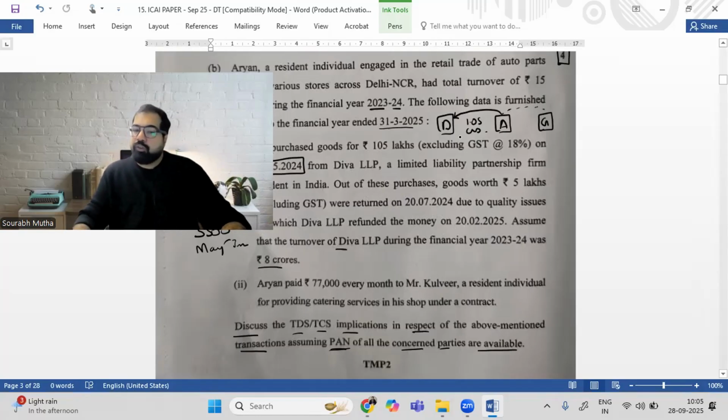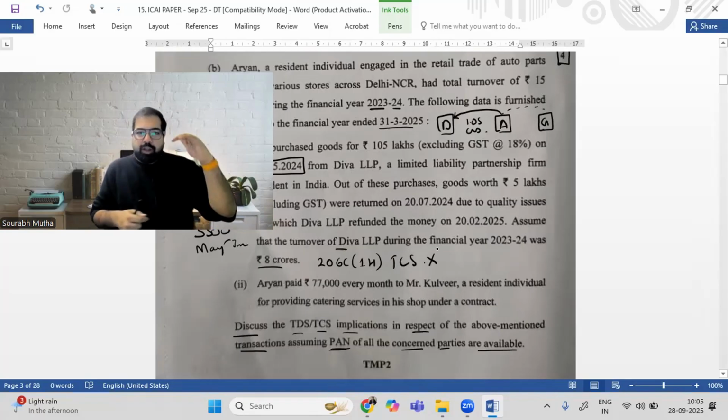Now, why have we given the turnover of Diva Limited? Because there is a section, which does not apply from May 2026 onwards, but it applies to Jan exams, also applicable to September exams. There is a section called 206C(1H), high value, where if you're selling goods worth more than 50 lakh rupees, then in that case, because your turnover is not more than 10 crores, this section of TCS will not apply.